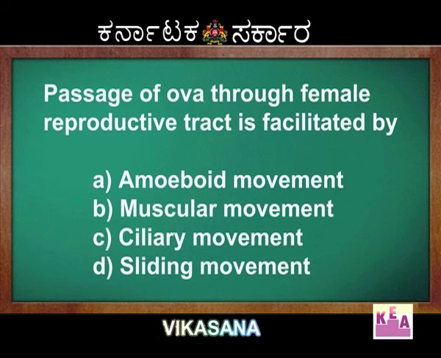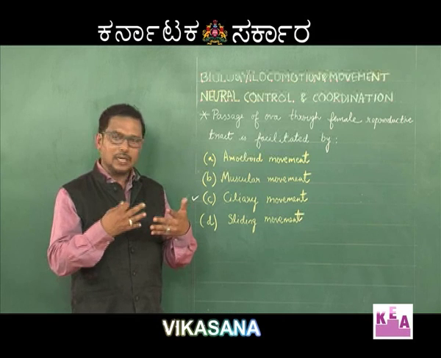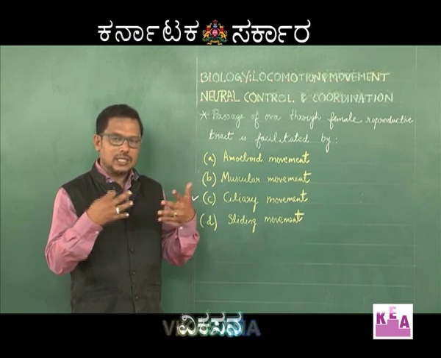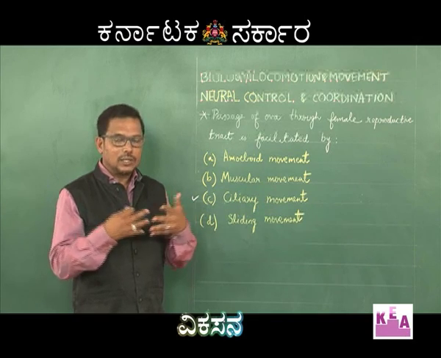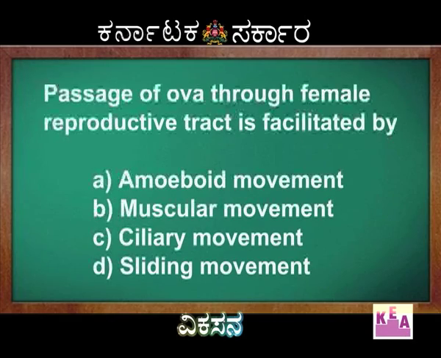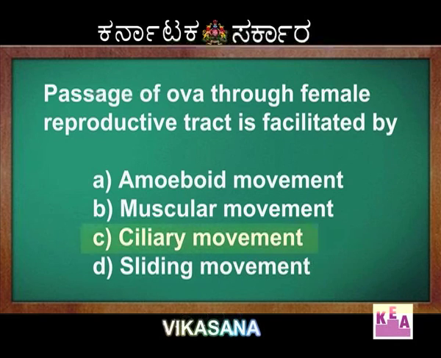Muscular movement is brought about by the muscles, where it facilitates the movement of the body and body parts, and sliding movement is brought about at the time of contraction of muscle fiber, where actin and myosin slide, and that sliding movement brings about the contraction of the muscle. So, the answer for this question is ciliary movement.